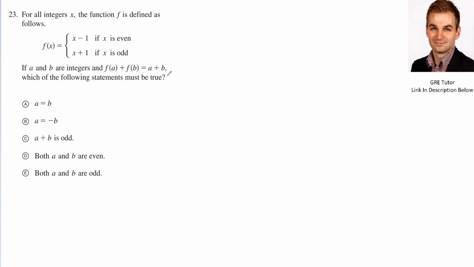Alright, so let's look at this statement right here in relation to the statement above. If we apply f of a to this f of x thing, f of a is either going to be a minus 1 or a plus 1. We don't really know. f of b is going to be equal to either b minus 1 or b plus 1. Alright, so that's what we know.